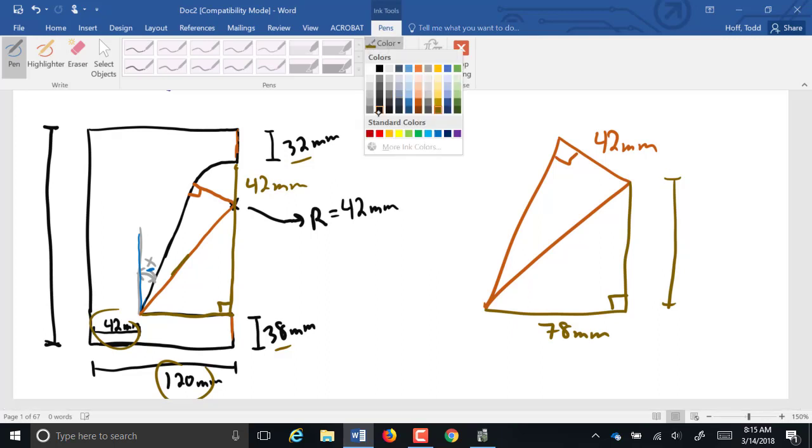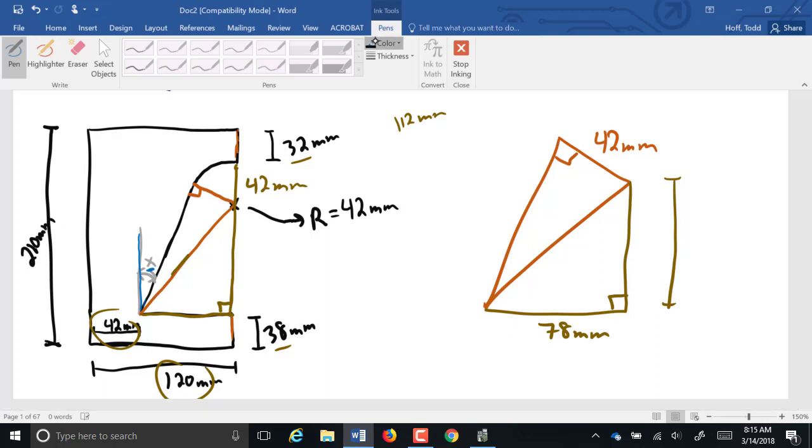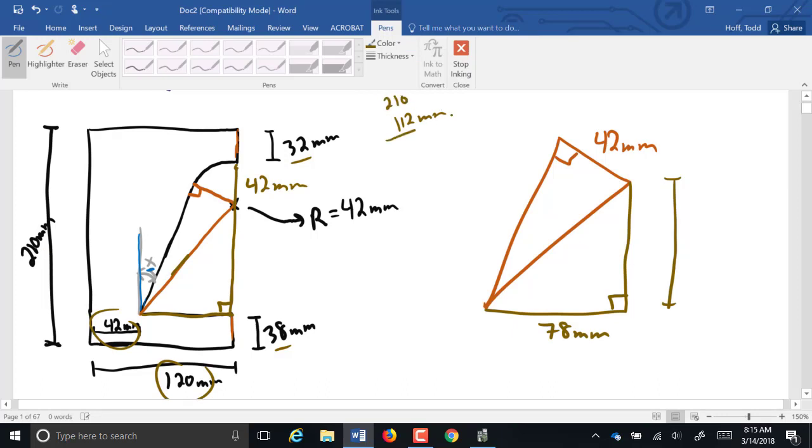It would help if I'd given you this dimension over here, which, let's just make that 210 millimeters. Forgot to fill that one in. So that's going to be 210 minus the 112. You guys see where the 112 came from, right? Those three. This here is just what's left over. That is what, 98 millimeters?